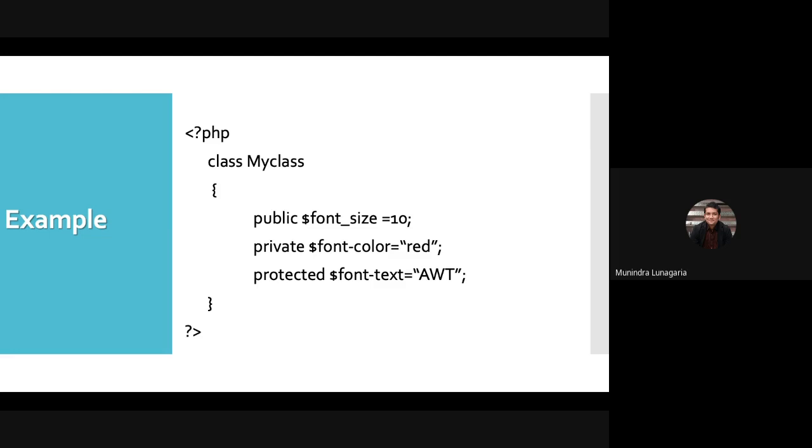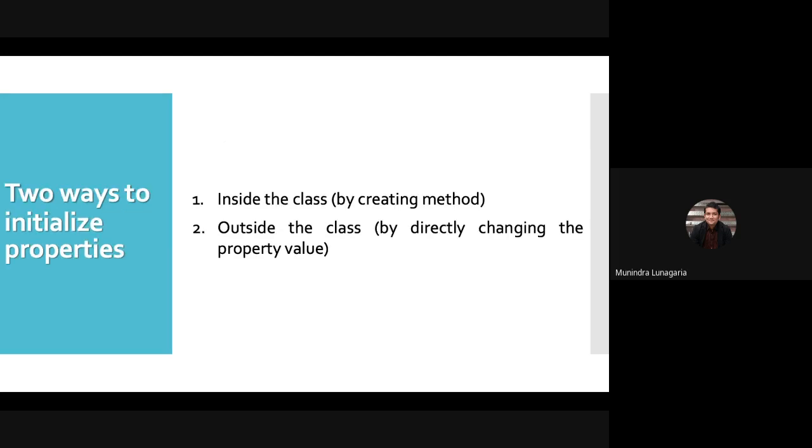Okay. So you can see these are the primitive data types which are used in PHP. There are 2 ways to initialize a property. The first, you can do inside the class, which means by creating a method. And the other is outside of the class, which means by directly changing the property value. So it can be initialized in 2 ways. How many ways? 2 ways.